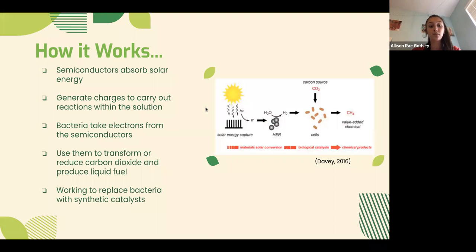So, how it works: semiconductors absorb solar energy similar to the chlorophylls of plants. And then those semiconductors generate charges. And those charges carry out reactions within the solutions. And then bacteria take the electrons from the semiconductors and use them to transform or reduce carbon dioxide and produce the liquid fuel. So currently they're using the bacteria, but they are looking for a way to replace the bacteria with synthetic catalysts.